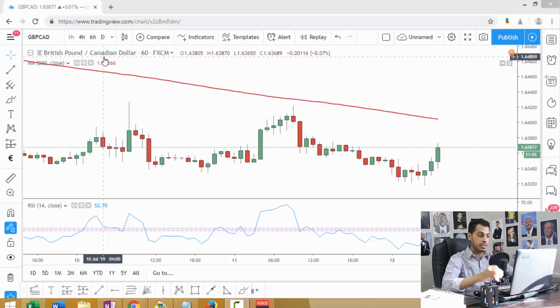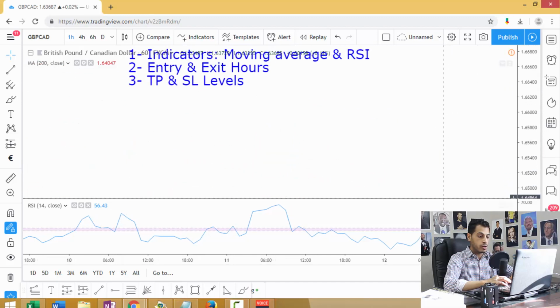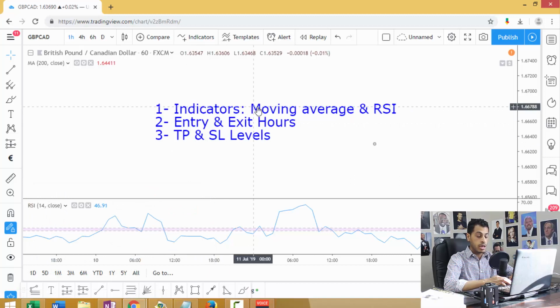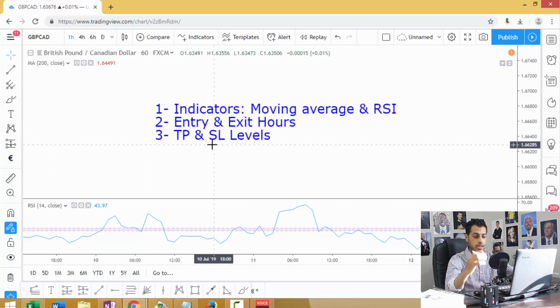This trading strategy has only 3 different components, and I already wrote them right here on the top. The first component will be the indicators, which are going to be the moving average and RSI, the relative strength index indicator. The second component will be the entry and exit hours. We are going to go over that in a bit. And finally, the third component will be the take profit and stop loss levels. As you see, the strategy is very simple, and the performance of it is phenomenal.